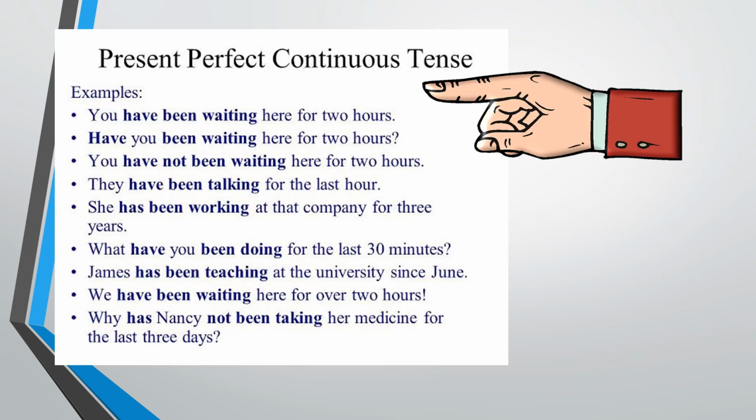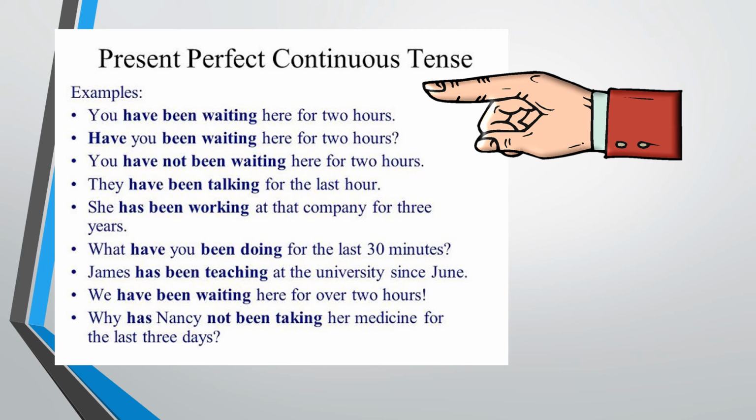Now come to its examples. You have been waiting here for 2 hours. Have you been waiting here for 2 hours? You have not been waiting here for 2 hours. Have been. Why have you used here have been, not has been? Because you is a plural pronoun, not singular.